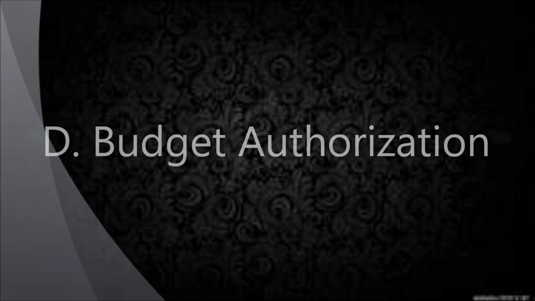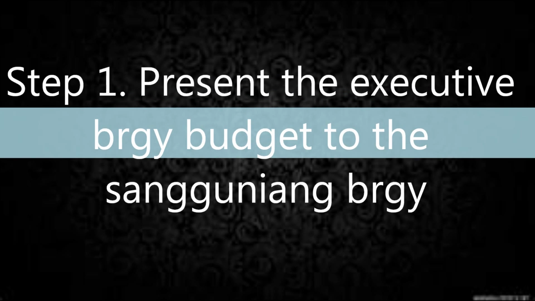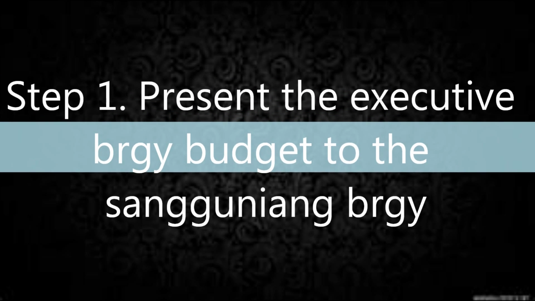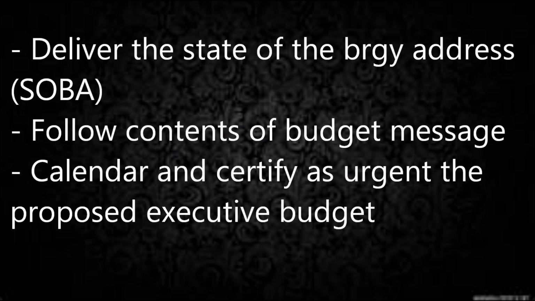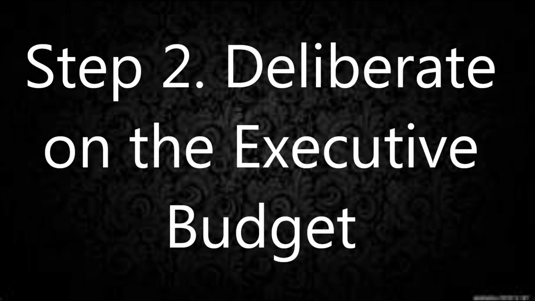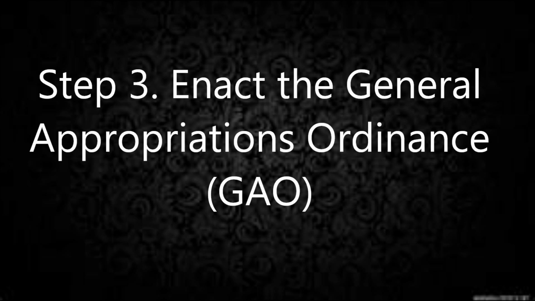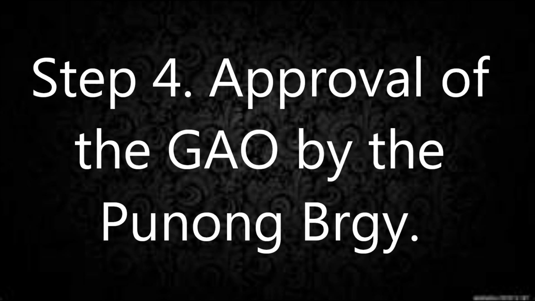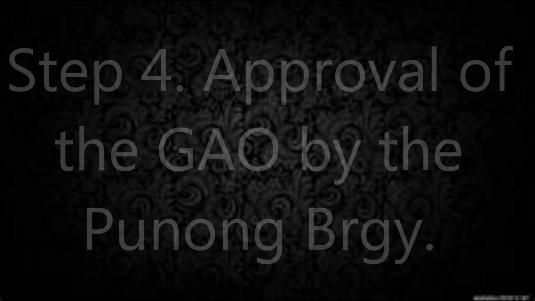Budget authorization. How the barangay budget is authorized. Step 1. Present the executive barangay budget to the Sangguniang Barangay. First, deliver the state of the barangay address or SOBA. Follow contents of budget message. And lastly, calendar and certify as urgent the proposed executive budget. Step 2. Deliberate on the executive budget. Step 3. Enact the General Appropriations Ordinance. Step 4. Approval of the GAO by the punong barangay.